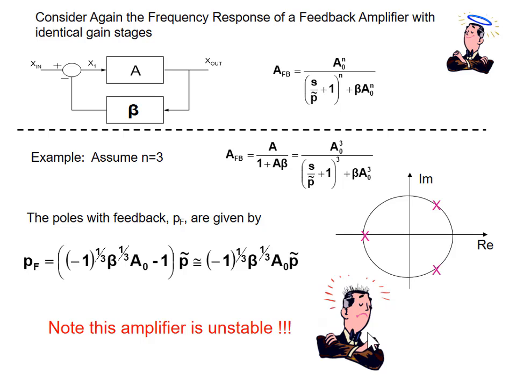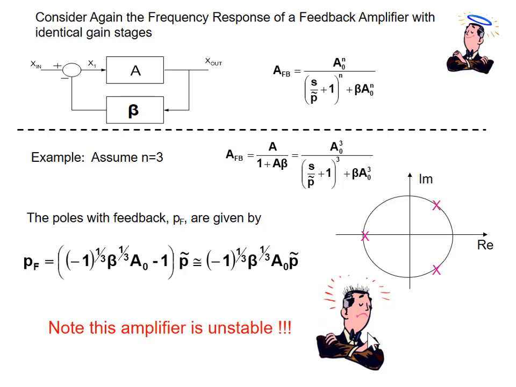How many poles do I need? Three. If I look at this expression, I have a 1 plus beta A naught that's about beta A naught. It's about minus 1 to the 1/3, beta to the 1/3, A naught to the 1/3 times P tilde. Where do I get the 3 poles? Where do I get the 3 poles? Garrett: You have 3 same roots. What? Those 3 roots are the same? No. There's only 3. There's a minus 1 and then there's a complex pair in the right half plane.